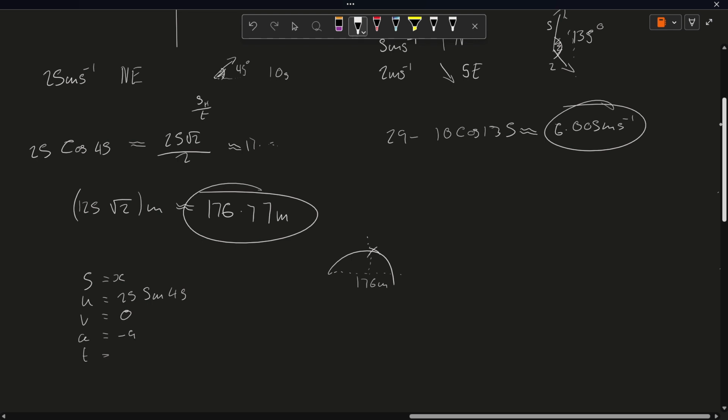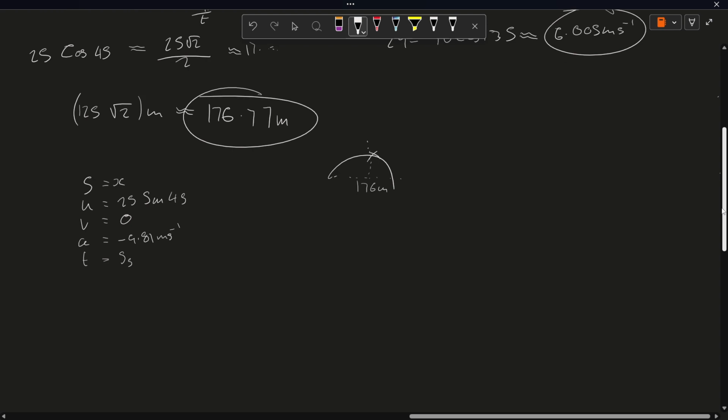Acceleration is minus 9.81 meters per second squared. And our total time, we know, is 10 seconds. So if we cut that in half, it would be 5 seconds, because we know one half and the other half. There's multiple ways to do this.